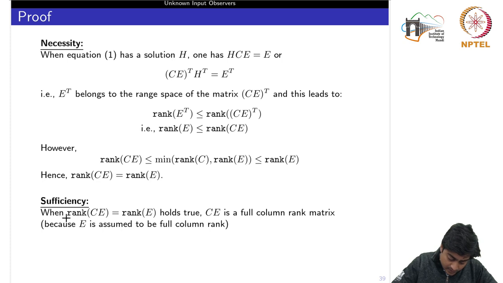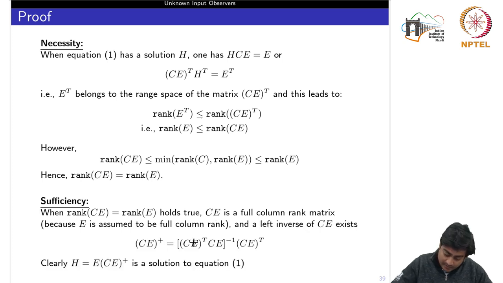In the sufficiency, when rank of CE equals rank of E, and we know that E is already a full column rank, meaning to say that CE would also be a full column rank matrix. Now if CE is a full column rank matrix, then I can take a left inverse of this matrix, which can be written as CE. We have used another denotation as plus. So CE raised to the power plus becomes equal to CE transpose CE inverse times CE transpose. This is basically the pseudo inverse of this CE matrix.